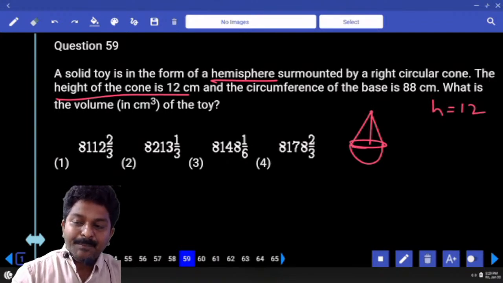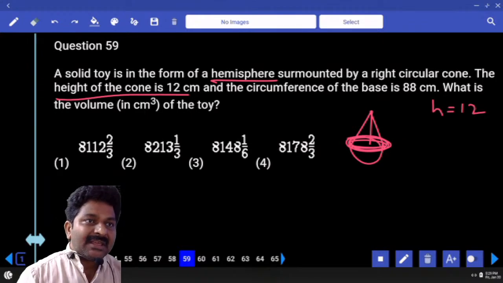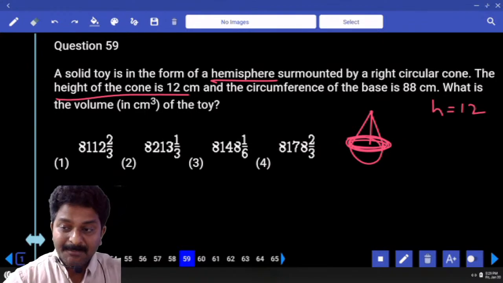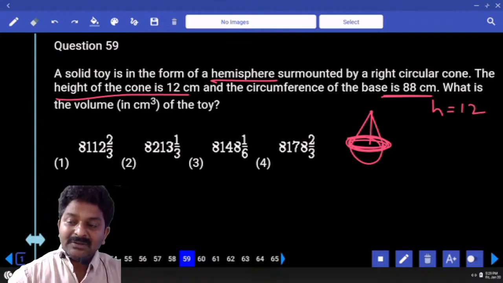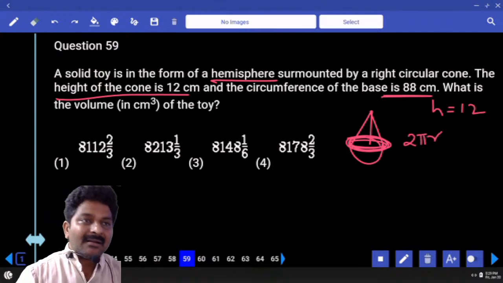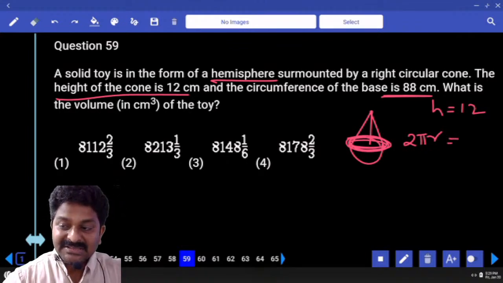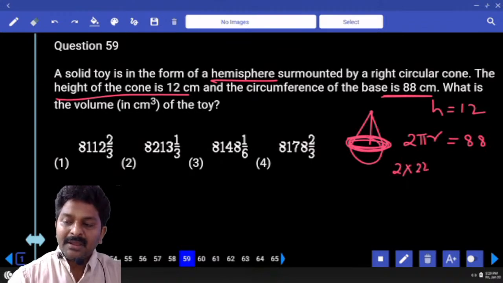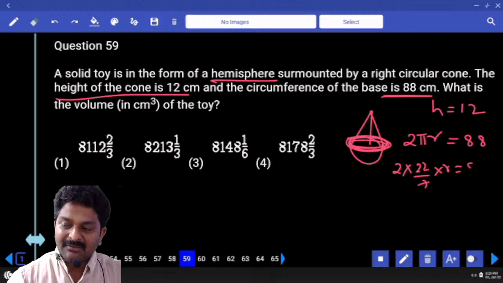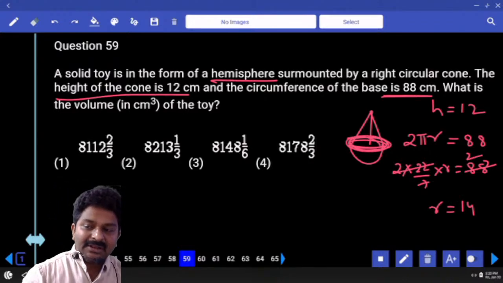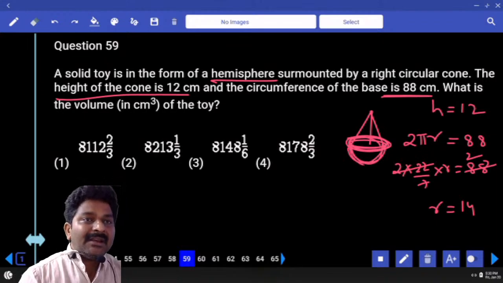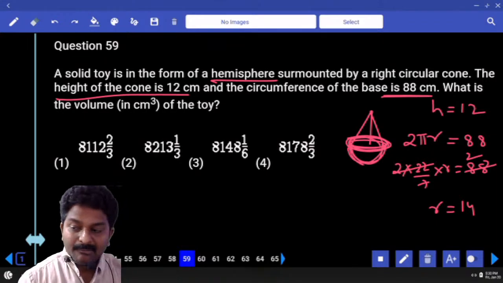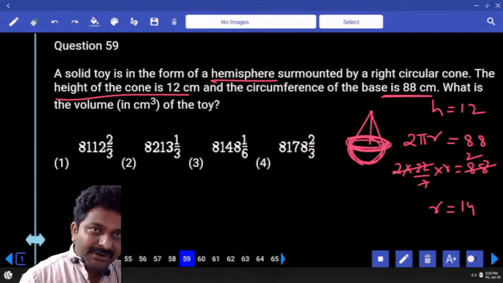Circumference of the base. Base is in what shape? Circle. If it is in a circular shape, the circumference is 2 pi r, and that is equal to 88. 2 into pi, 22 by 7 into r is equal to 88. 44 2 times, that means radius is equal to 14. The radius is 14 for the hemisphere and even for the cone. For both, radius is 14 only.